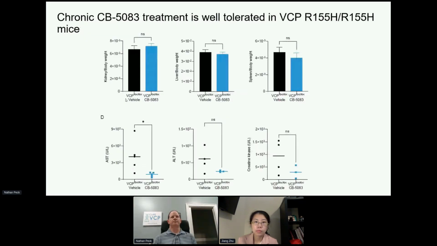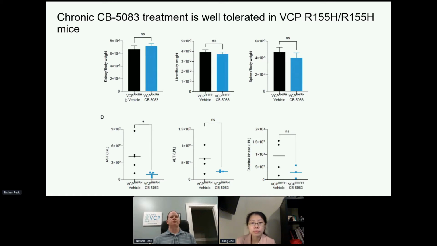Next. And then we decided to move on to our in vivo model. So this is a specific model that we think is a rapidly progressing model that mimics VCP disease. This is a homozygous animal that contains the most common mutation, R155H. We treated these mice from 2 months old for 5 months with daily oral gavage of CB5083 at a dosage of 15 mg per kilo. And now you're looking at the endpoint analyses. On the top is the body weight analysis. On the bottom is the liver enzyme analysis. And in both cases, we did not observe any adverse effect.